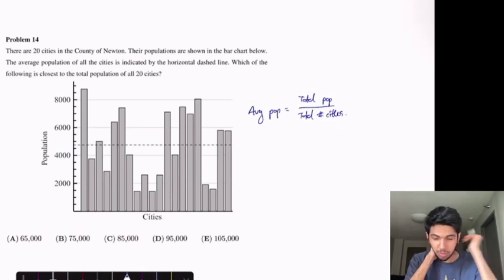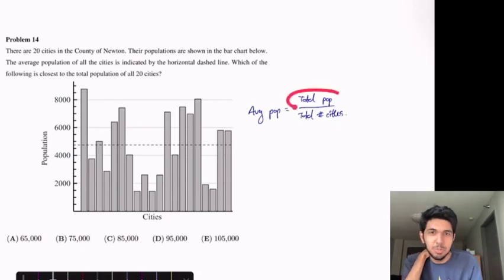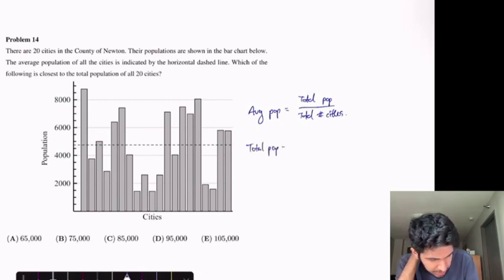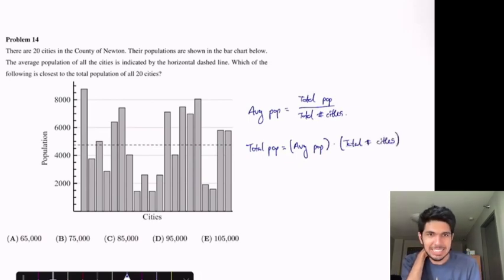Okay, well, we're looking for the total population, which is in the numerator. So if we know the average population and the total amount of cities, then we're good, right? The total population is going to be equal to the average population times the total number of cities. Okay, that seems doable, right? Because we're given a line for average population and we're given the total number of cities, right? Total number of cities is 20. They tell us that.